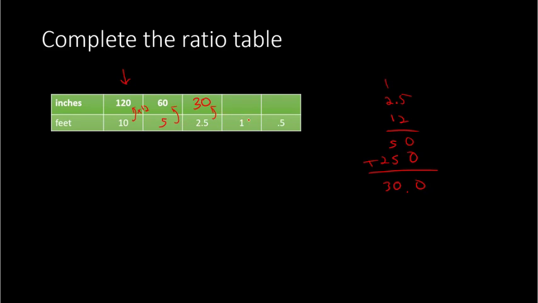So again, the pattern is multiplying by 12. 1 times 12 will give you 12 right here. And then 0.5 times 12, or half of 12, would be 6. All right, so again, we can use a pattern vertically, or we can look horizontally sometimes to determine the pattern.